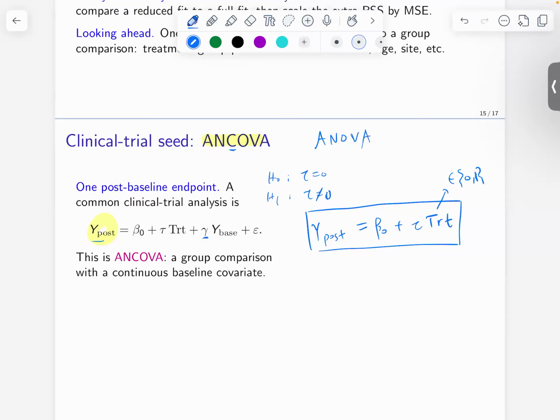If they receive the treatment, your response will have mean beta 0 plus tau. So treatment 1 gives you mean beta 0 plus tau. If treatment is equal to 0, then you get beta 0. And so this is an example of one-way classification with just two groups. K would be two groups. And we're doing a particular encoding.